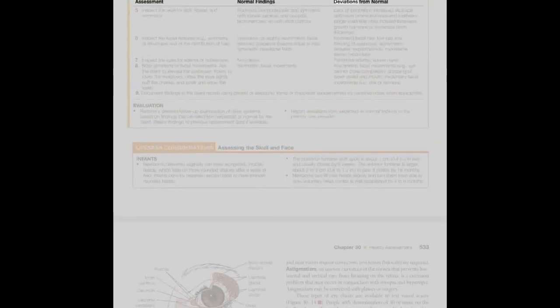Assessment, normal findings, deviations from normal. 5. Inspect the skull for size, shape, and symmetry. Rounded, normocephalic and symmetric, with frontal, parietal, and occipital prominences, smooth skull contour. Lack of symmetry, increased skull size with more prominent nose and forehead, longer mandible, may indicate excessive growth hormone or increased bone thickness.